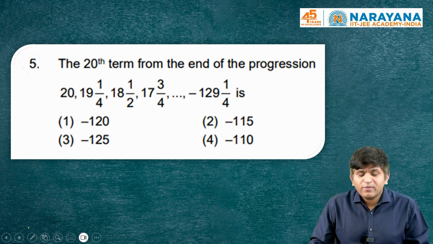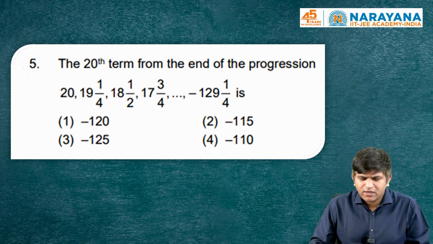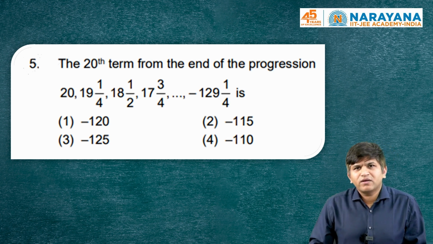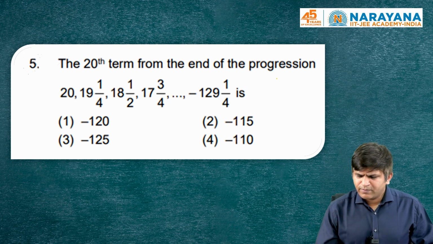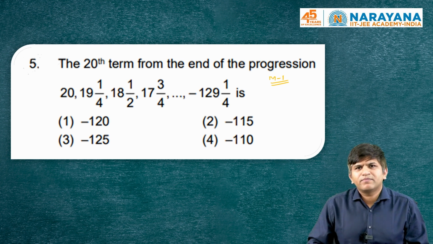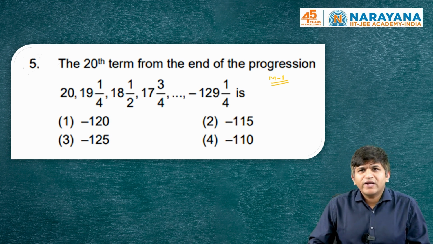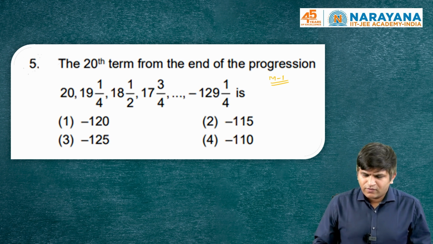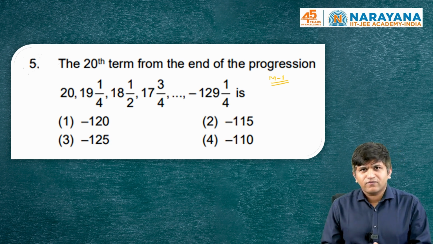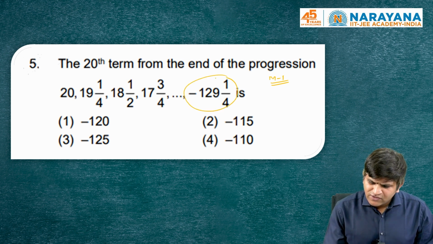Okay, so this problem is very simple. They are asking for the 20th term from the end of the progression, and this is a given AP. So in method 1, we can say that the rth term from the end we can write as the (n − r + 1)th term from the beginning. To find the answer from this method, we need to first calculate the value of n. Otherwise, whenever this type of problem is there, we can write that sequence in the reverse order, so that the last term will become the first term.